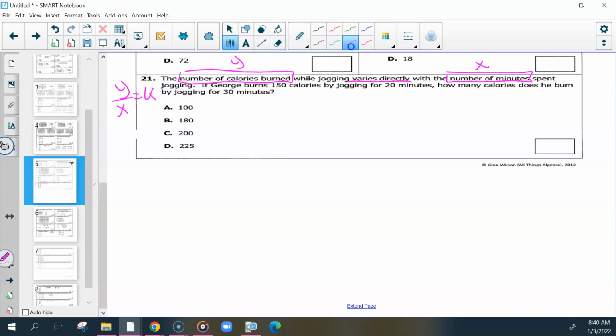So for this first part, he burns 150 calories, number of calories is y. Jogging for 20 minutes, number of minutes is x. So this is going to be 150 over 20. Find our k value. I don't know what that is. 7.5.